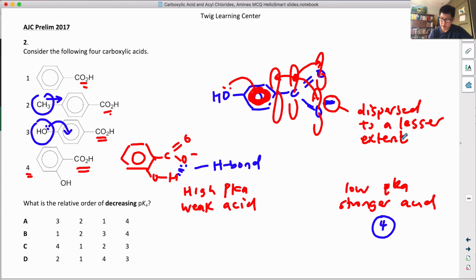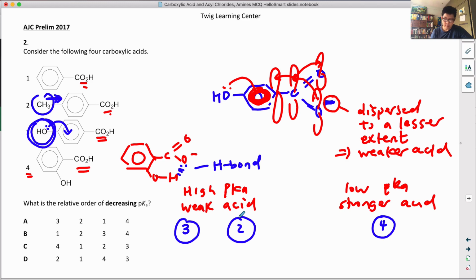If it's dispersed to a lesser extent, the acid is going to be a weaker acid. So the weakest acid here is number 3. Then the next weaker acid is CH3. CH3 is also electron donating, but only mildly, unlike phenol. It also makes it a weak acid, but not as weak as with the OH group attached to the benzene ring. So the next weaker acid is number 2.